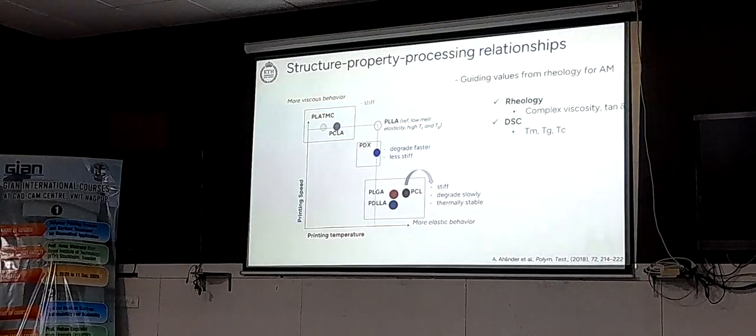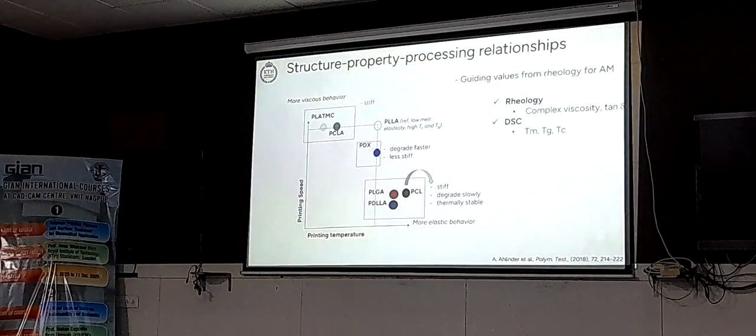We could also look into the properties of them, where we have the polylactide-TMC and polycaprolactone-lactide, which are quite stiff, as well as the polycaprolactone, which is also stiff. The problem with polycaprolactone is that it degrades very slowly. But the positive thing is that it is thermally stable. So you can actually have a high printing temperature for the polycaprolactone without degrading it. But the degradation time is very slow, and if you want to have it in a tissue engineering medical device, it might be too long.